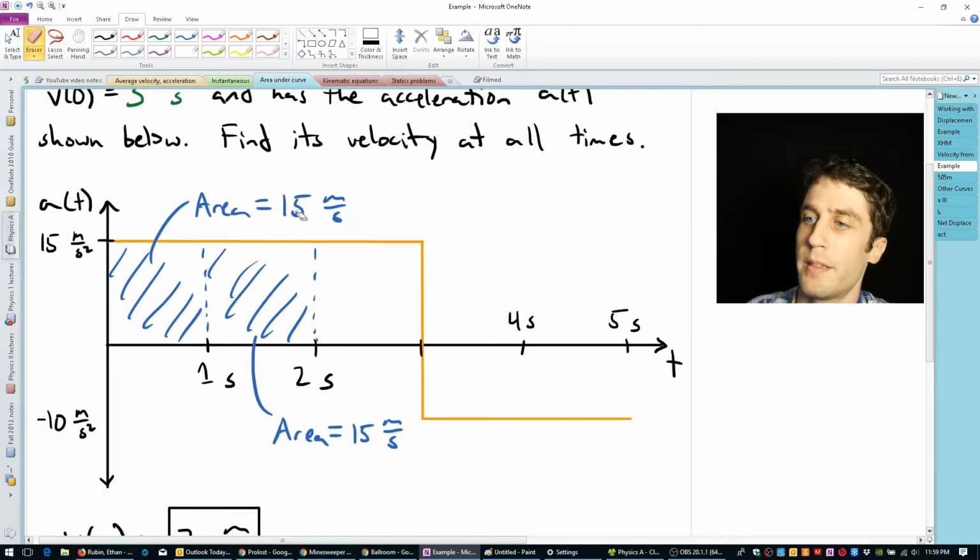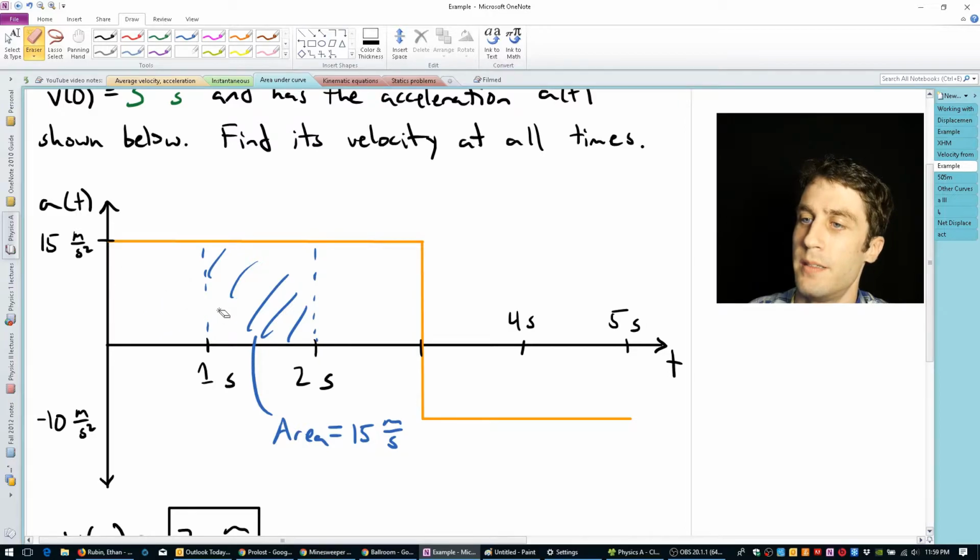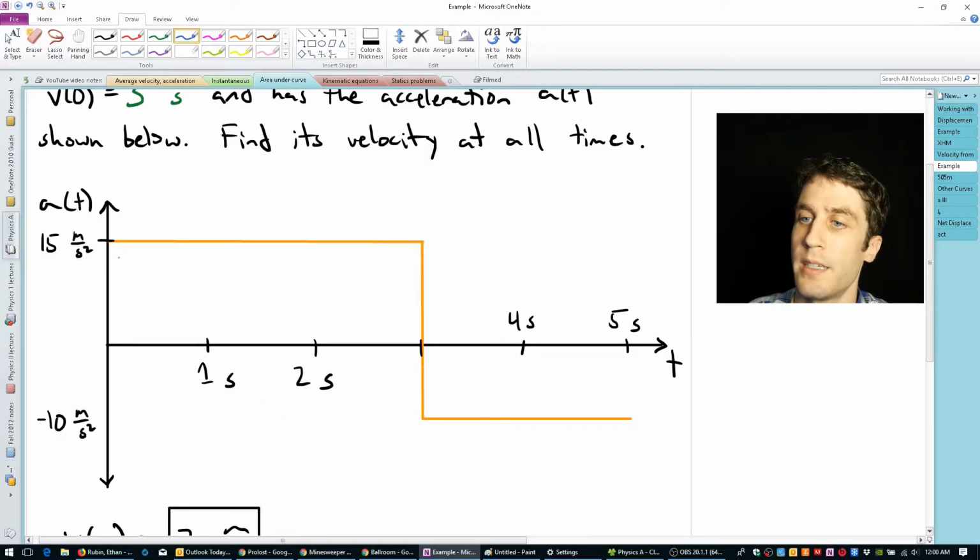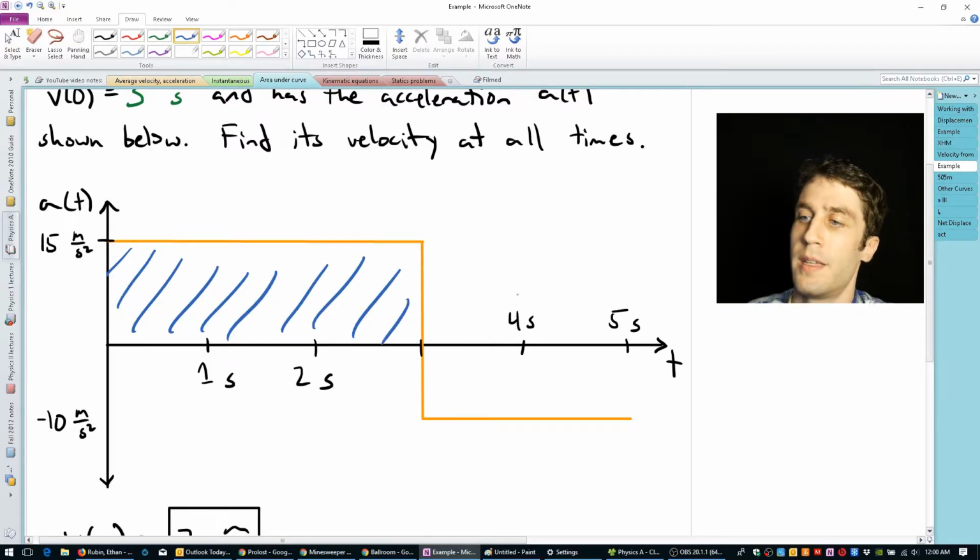How about the velocity after 3 seconds? Well, I'm getting tired of breaking this up into little squares. You're welcome to do that. You would just draw in another square to encompass this region here, up to 3 seconds. But I could just as easily fill in this entire region.